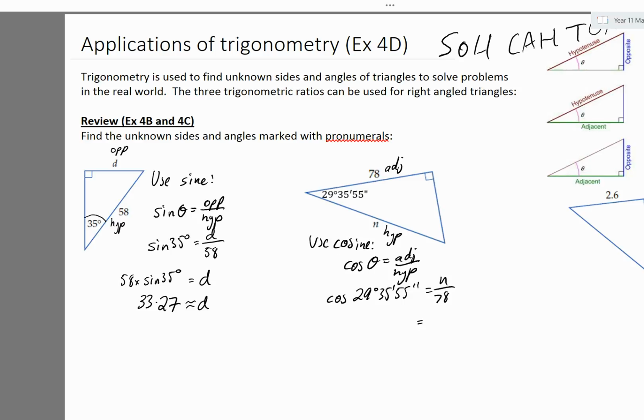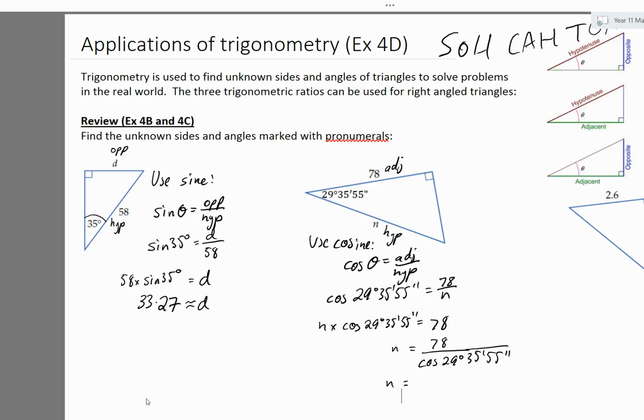Ooh, I made a mistake there. The adjacent side is 78, and the hypotenuse is n. So to get n by itself, I'll multiply both sides by n. So it's 78 here, and n times cosine 29 degrees, 35 minutes, 55 seconds. And then I'll isolate n by dividing by cosine of 29 degrees, 35 minutes, 55 seconds.